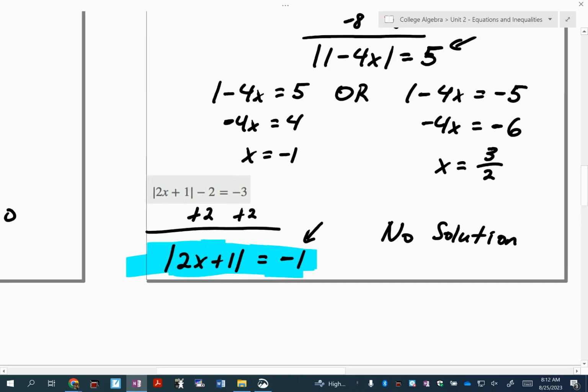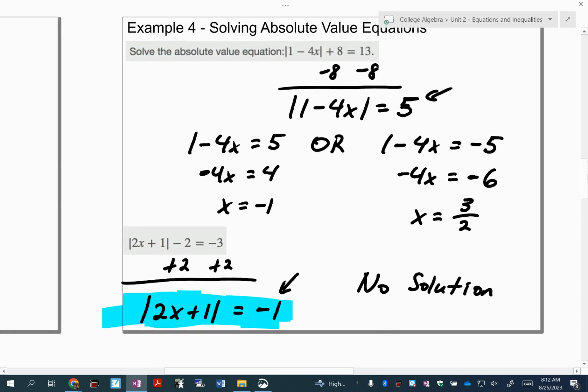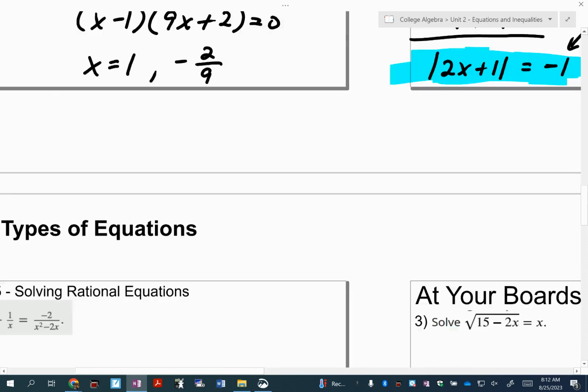So you want to be careful when you're doing absolute value. Take a moment before you set up your OR statements to look and see, is it actually something I can find? All right, last one, and then we'll be finished.